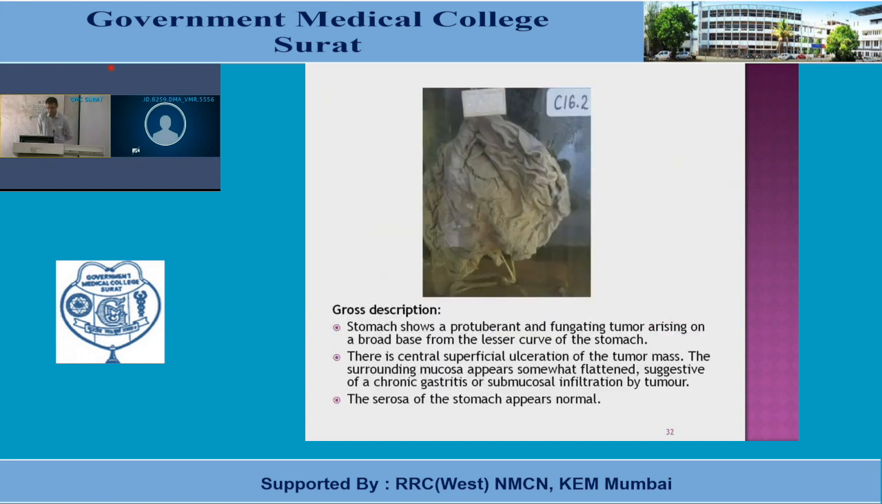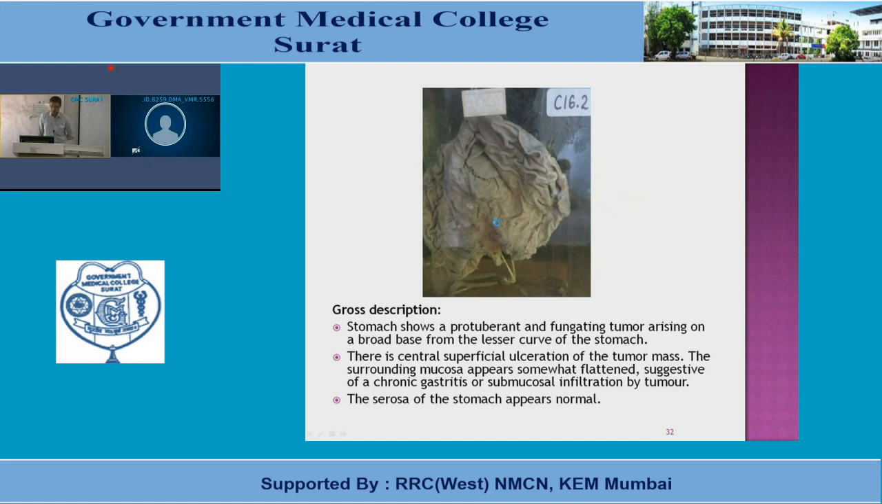See, the stomach shows a fungating tumor arising from a broad base on the lesser curvature of the stomach. See, this tumor is a fungating lobulated mass from the stomach. There is central superficial ulceration of the tumor mass. The surrounding mucosa appears somewhat flattened, suggestive of chronic gastritis or submucosal infiltration by tumor. The serosa of the stomach appears normal. So this is a gastric carcinoma, a fungating lobulated protruded mass over the wall of the stomach.